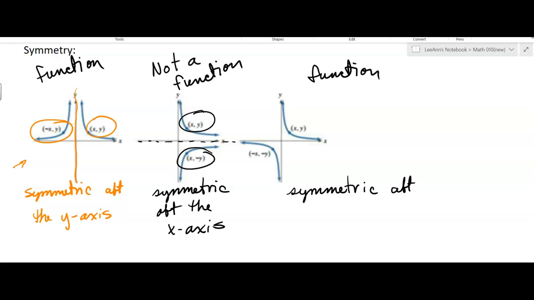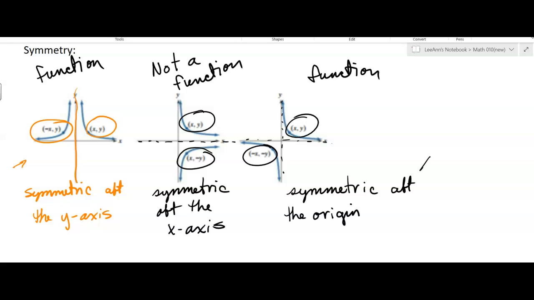So this last one, it's symmetric about the origin. If I were to fold it along the y-axis, and then along the x-axis, the points would line up. The points in quadrant 1 would line up with the points in quadrant 3. For every (x, y), there's an opposite of x, opposite of y. That's what it means to be symmetric about the origin.